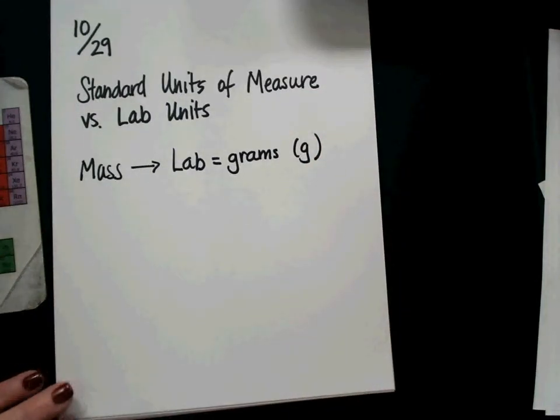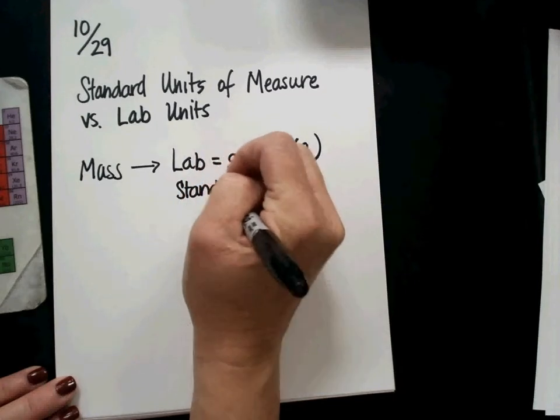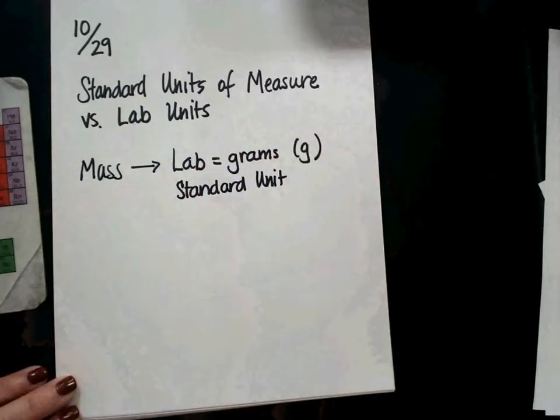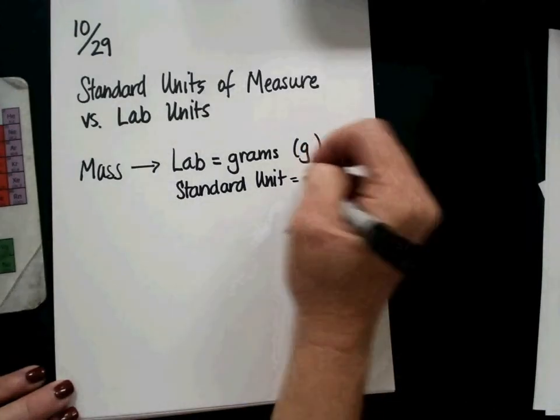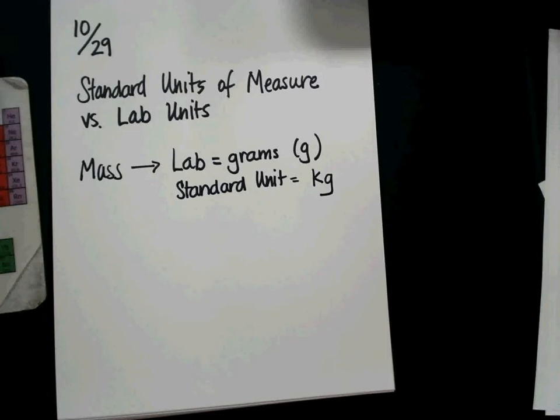The standard unit, which is what they base everything else on when you're talking about measurements in the metric system, is like, you know, they keep the gold bar that is exactly 1 kilogram. So standard unit is kilogram. What we use in lab when we're actually working is grams. Sometimes we have to convert our grams to kilograms, but our standard is kilograms, our lab unit is grams.